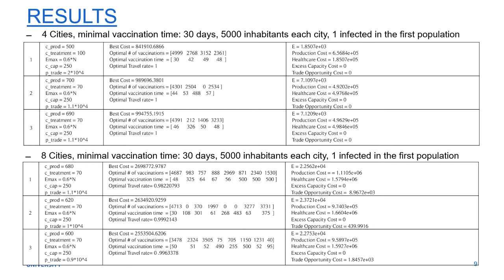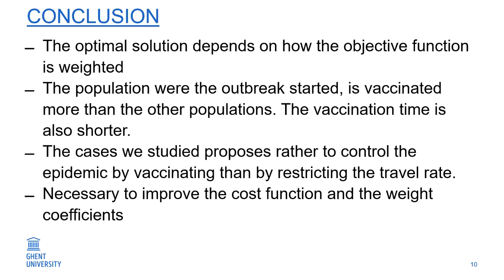The results in the situation with 8 cities have clearly a higher epidemic size. The amount of vaccinations in the first population is mostly higher than in the other populations. The travel rate is still high though. So let's move on to the conclusion.